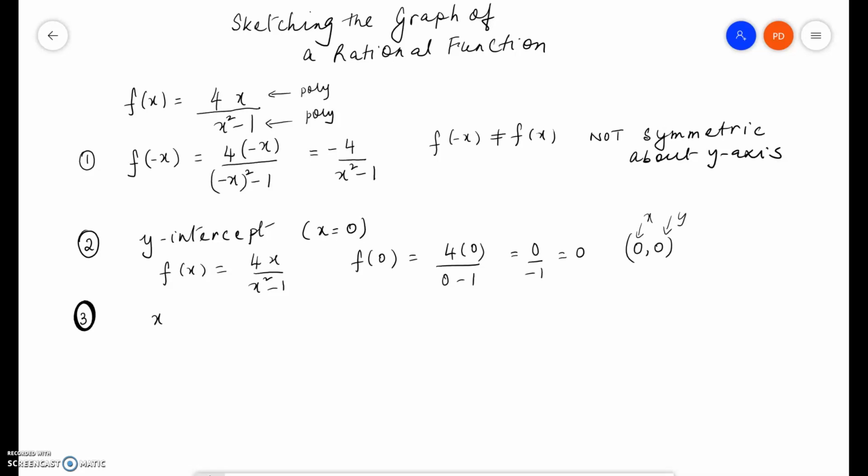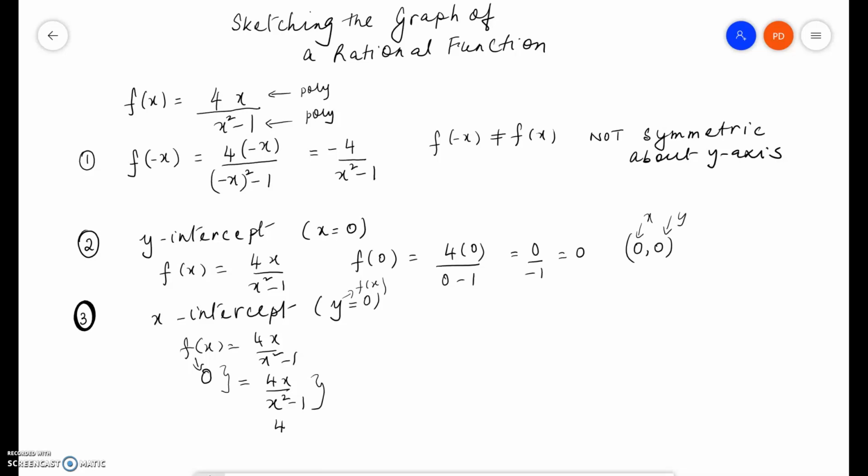Now let's check for x-intercepts. To find the x-intercept, that is where the graph crosses the x-axis, we substitute y equals 0. Y is the same as f of x. So we take the function f of x equals 4x over x squared minus 1 and plug in 0 for y, that is f of x, and solve this equation. So we have a fraction equal to 0. A fraction can equal 0 only if the numerator is equal to 0, which means x equals 0.